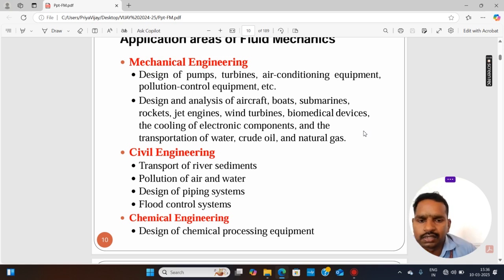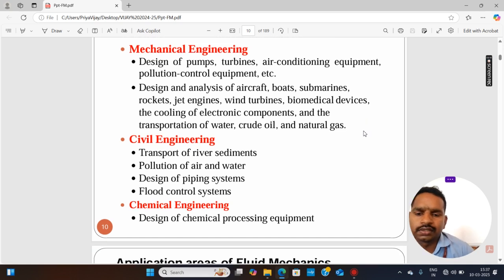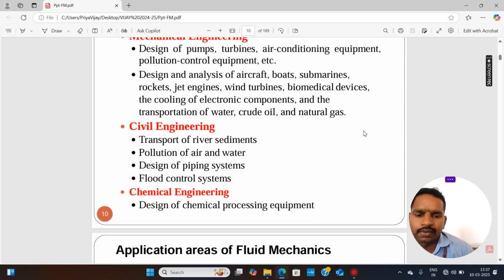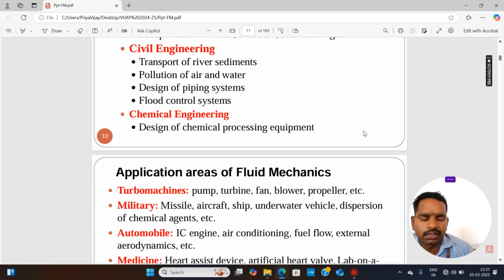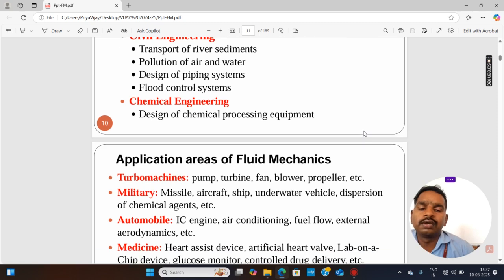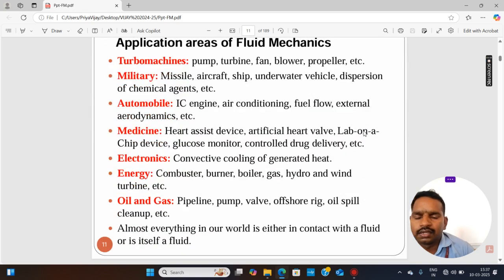There is a vital difference between the study in mechanical, civil, and chemical engineering. Mechanical engineering focuses mostly on the hydraulic machinery part, whereas in civil engineering, the static part is covered, whereas chemical engineering is all about designing chemical process equipment, where this application is mainly implemented.